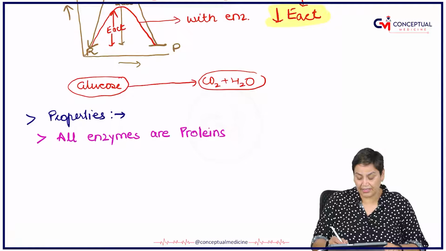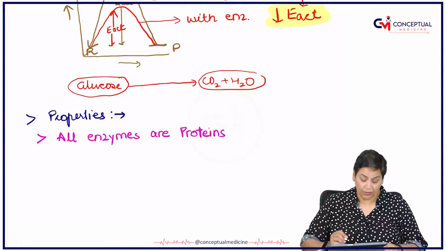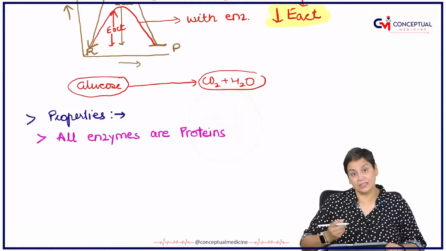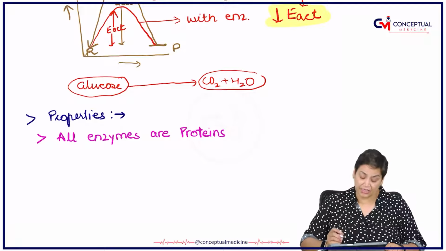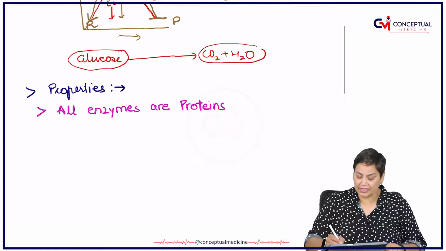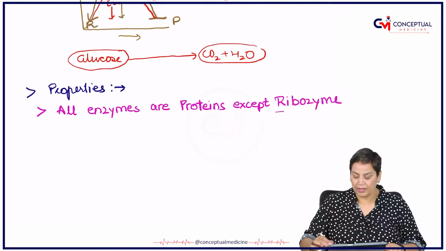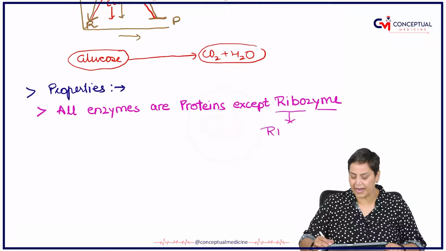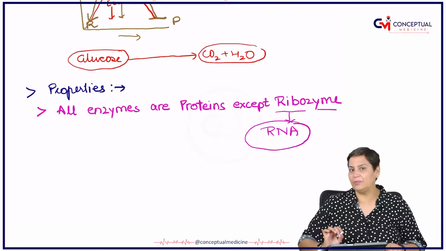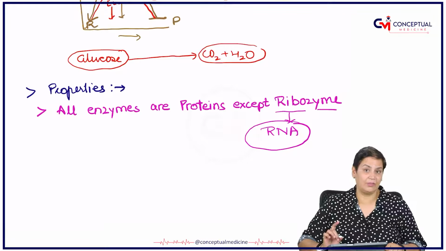But there are certain exceptions to this also. Still, they are acting by increasing the rate of a reaction. The example of this is the ribozyme. Ribozyme means RNA is having a catalytic activity here. So all enzymes will be proteins except ribozyme.